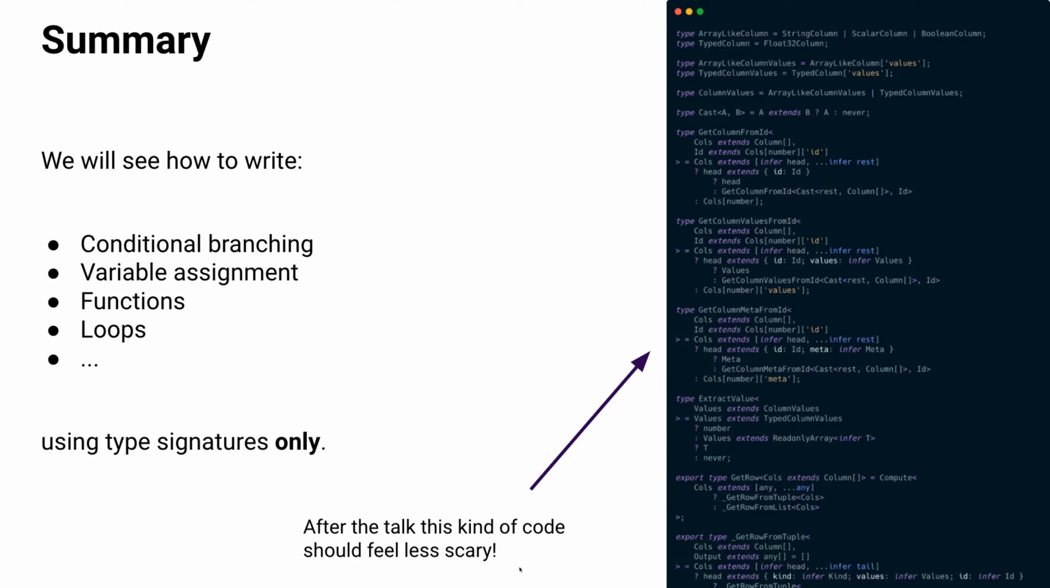And it's kind of annoying. There is a huge type signature on the right, and I would like this kind of code to feel a little bit less scary at the end of the talk. I want it to feel like something you can understand.